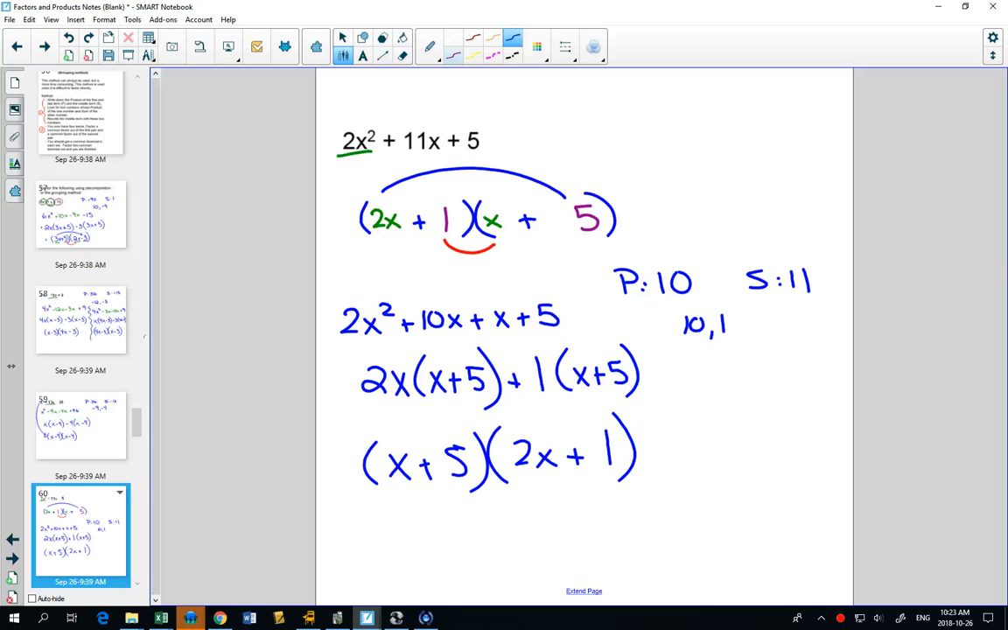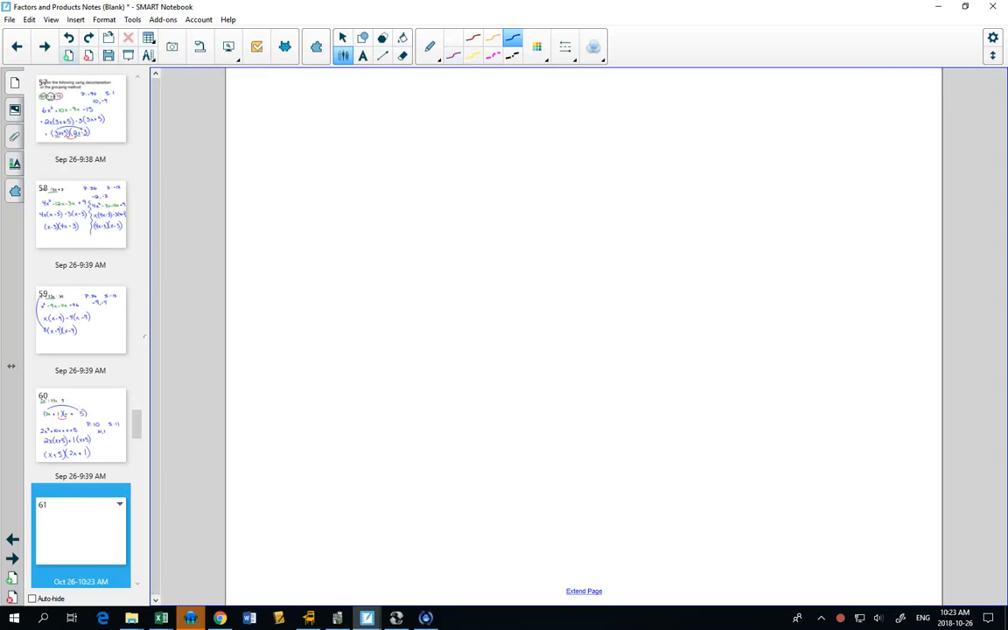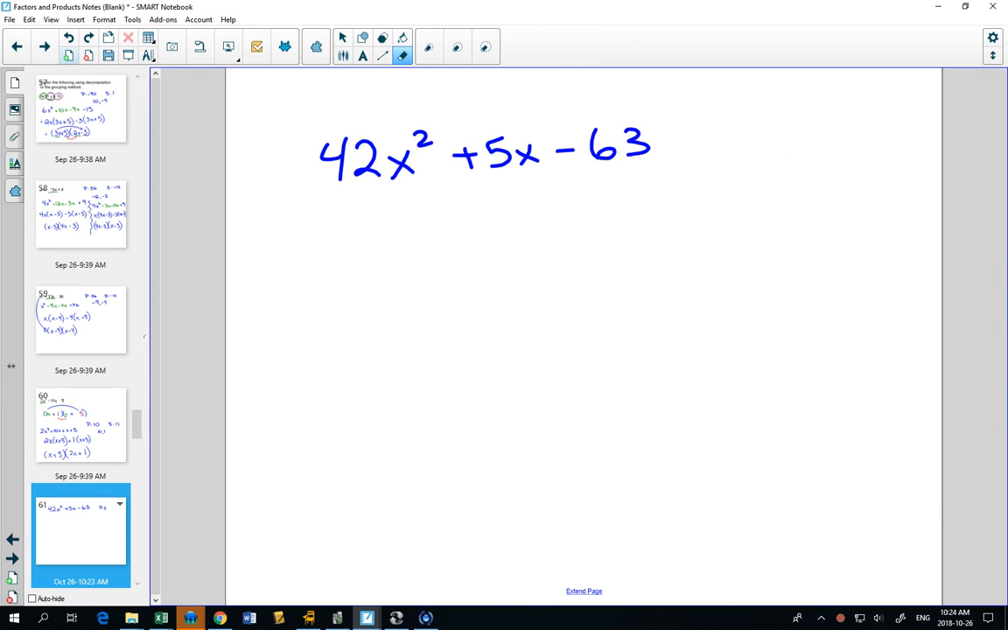Now we're going to take one from yesterday where I'm not sure if the grouping method is necessarily that much better. Yes, this would be typically one that you would say, ooh, 42 has lots of options. I should use the grouping method. Okay? So what's our product? Oy, we're looking for two numbers where the product is negative. Oh, I should write the negative in there. Our product, negative 2,646, and the sum is 5.